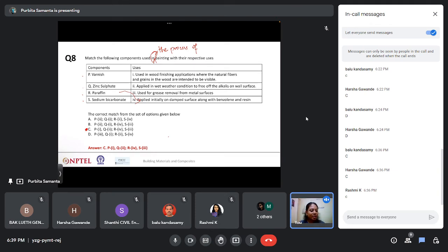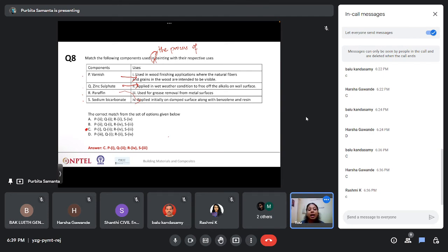So let's look into the answer once, and the first option that we have is varnish. Varnish is basically used in wooden finishing applications, where you want the wooden texture to be visible. You don't want to coat it with something else and make it look like a painted body. You want the grains and the fibers visible the way they are. However, you want to put a protective layer on top of it as well. Then we use varnish. Then there's zinc sulfate. Zinc sulfate is applied in wet weather conditions to free the wall surface of alkalis.